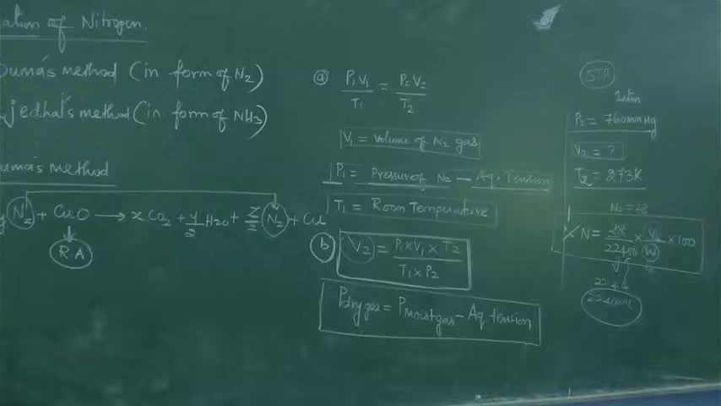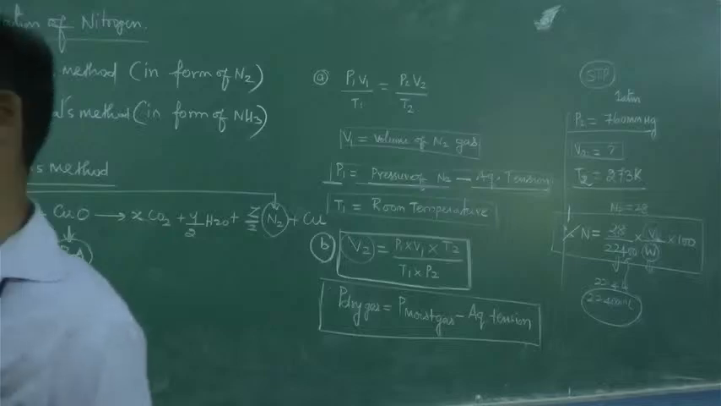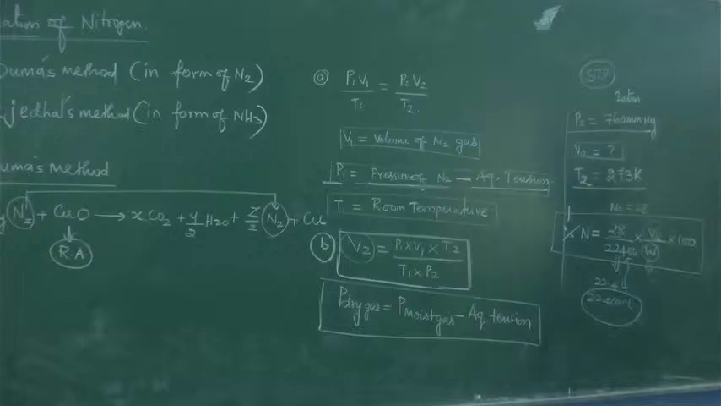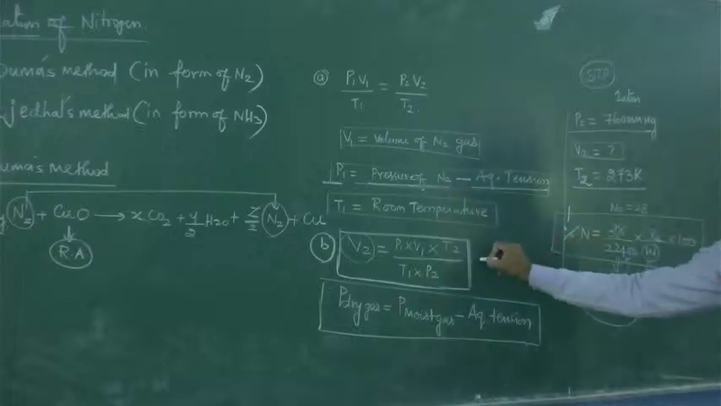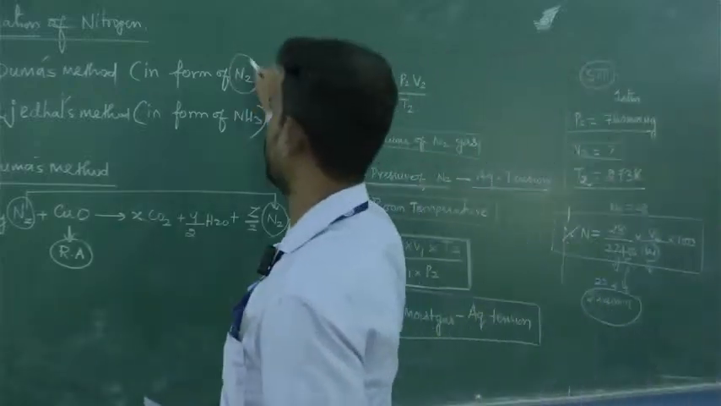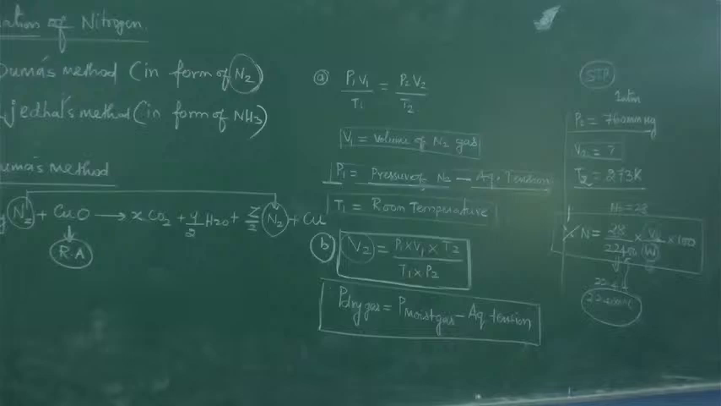Principal, so what is the formula to calculate the percentage of nitrogen? 28 divided by STP 22.4 liter or 22400 ml, into V2, the volume of nitrogen that is collected, divided by the initial weight of the organic compound, into 100. Is it clear? So this is the formula. Just remember this formula and this formula. Is it clear? For nitrogen, it is liberated in the form of N2. Is it clear? Examples are very good.